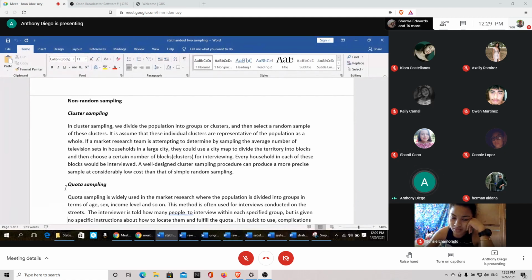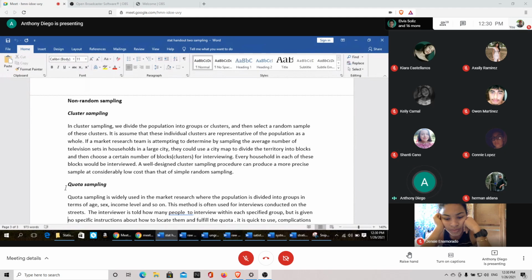So quota is different from cluster. In cluster, you split up in blocks, and then each person will go and interview, and from that they come together and analyze the information. But quota is very simple as long as you have completed the number that they have asked you to. And usually this has been used for street interviews and so forth.